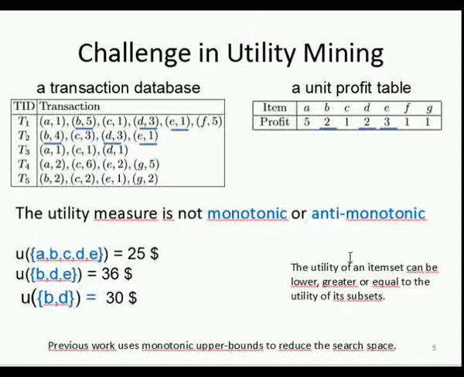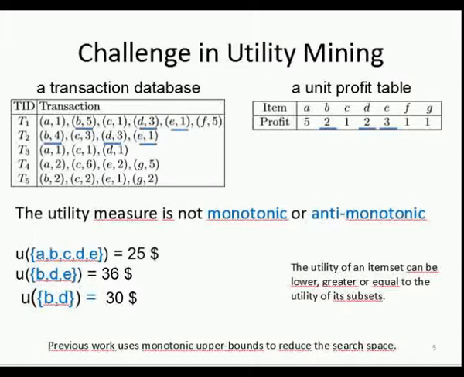So the utility could also be, for example, the time spent on a web page, and A, B, C, D, E could be web pages instead of products. So this is quite a general problem, but the classical example that we use is about shopping, actually. So now I want to talk to you about the challenge of high utility mining, about why high utility mining is a difficult problem to solve.